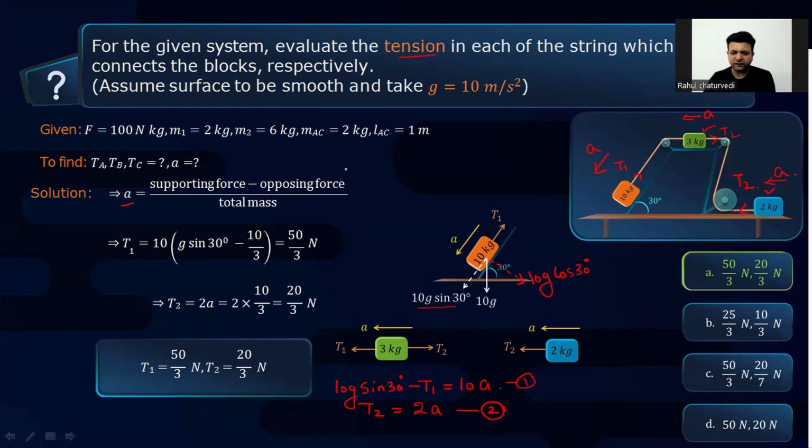But how can you find out the acceleration? If you form one more equation using block 3, you will have three equations, but solving these three equations will become complicated. So you have to use this simple formula: acceleration is supporting force minus opposing force. Here, along the direction of motion, there is only a single force, 10g sine 30. There is no opposing force.